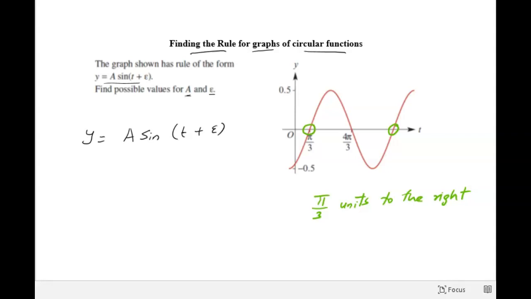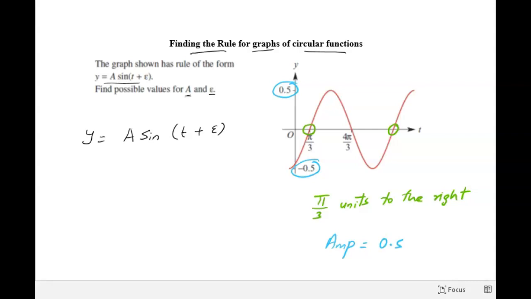Now looking at the maximum and minimum of this particular graph, I can quickly conclude that, given that the mean value is at 0, my amplitude is going to be equal to a half, or 0.5. You can write it as a fraction or as a decimal.